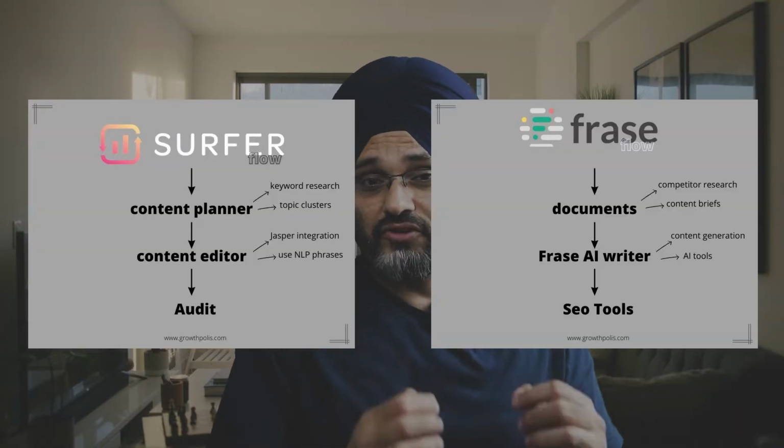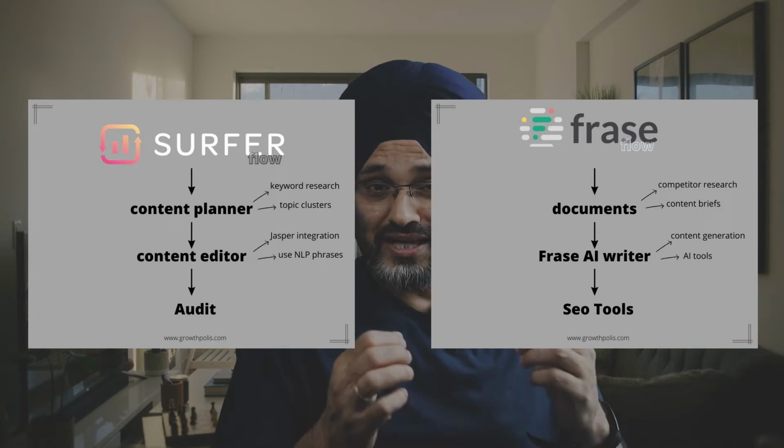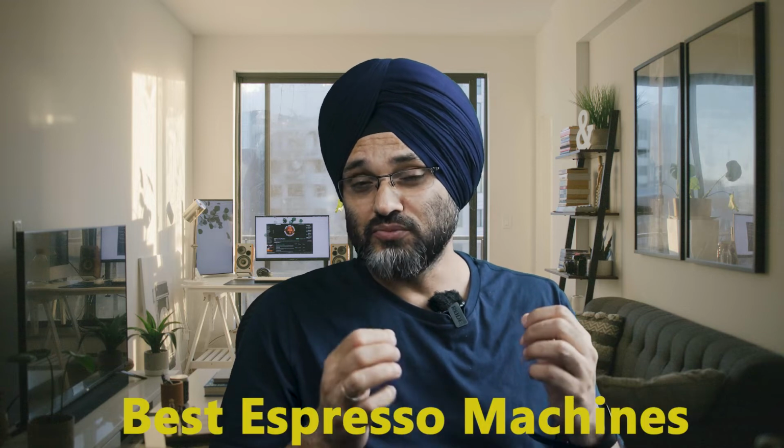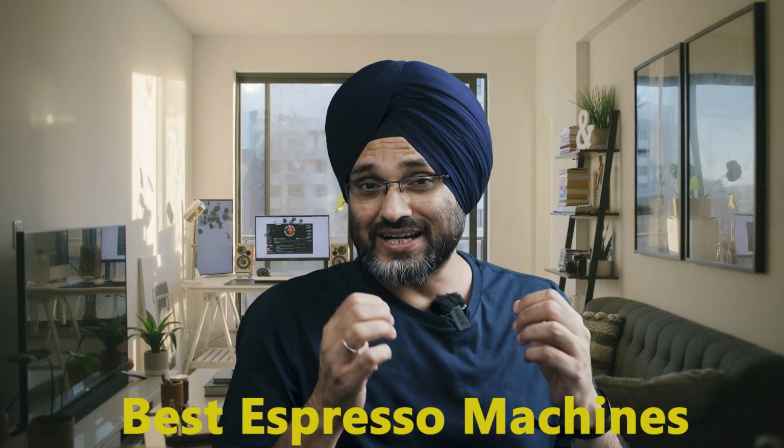In the first step, we will look at Surfer SEO and then compare it with Frase. I have randomly picked up a money keyword, best espresso machines, from the coffee niche, and a website that is ranking on the third page. Throughout the video, we will use them as an example of optimization in both the tools.